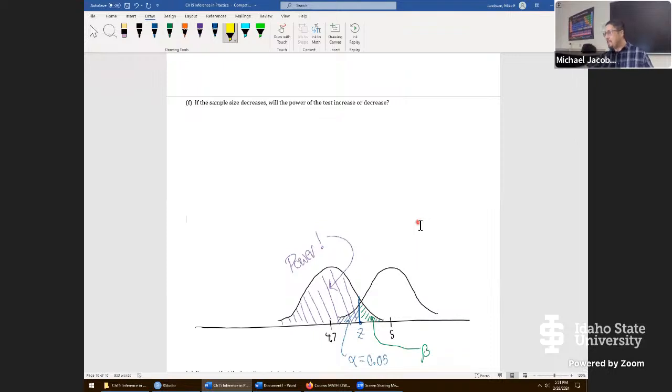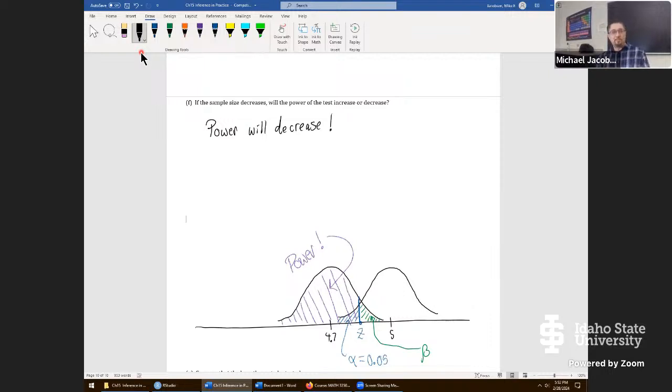It says, if the sample size decreases, will the power of the test increase or decrease? Any volunteers for what should happen in that situation? I agree with Jackson. This will definitely drop power. And this is one that's not too bad to think about. Intuitively, we can say, well, small samples are giving us less power in the hypothesis test, so that must be the case. Let's say this right away. Power will decrease.